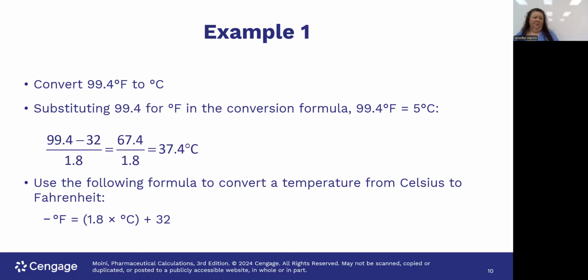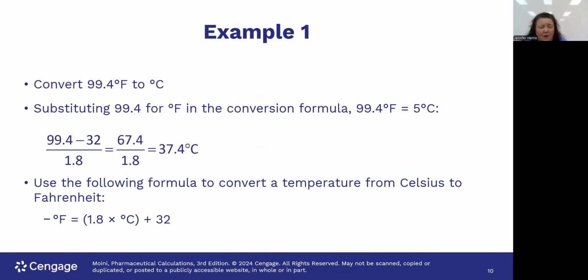So here we have another example where we are being asked to convert 99.4 degrees Fahrenheit to Celsius. So they've already set it up for us with the formula for solving for Celsius. So they took the 99.4, subtracted the 32. That is where the 67.4 comes from. They have divided that by the 1.8 and determined that it was 37.4 degrees Celsius.